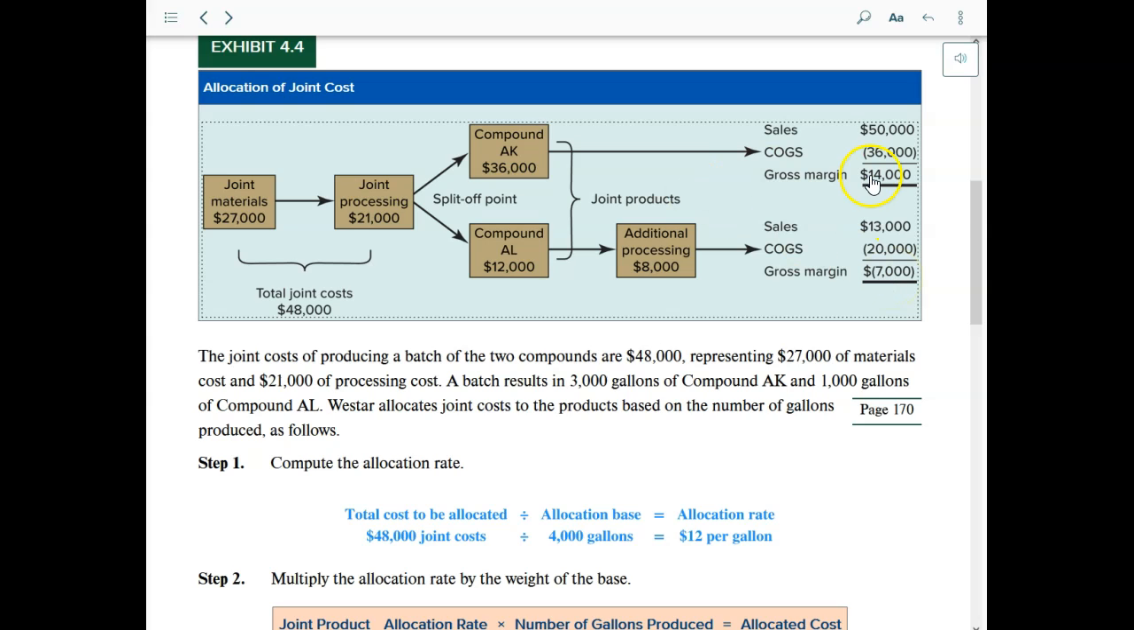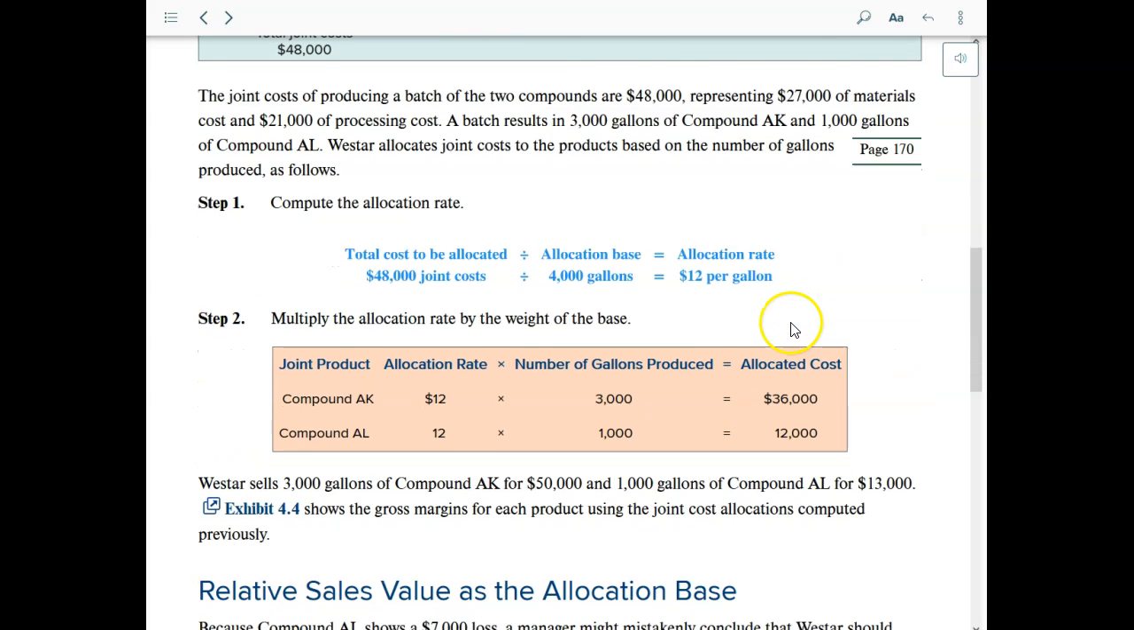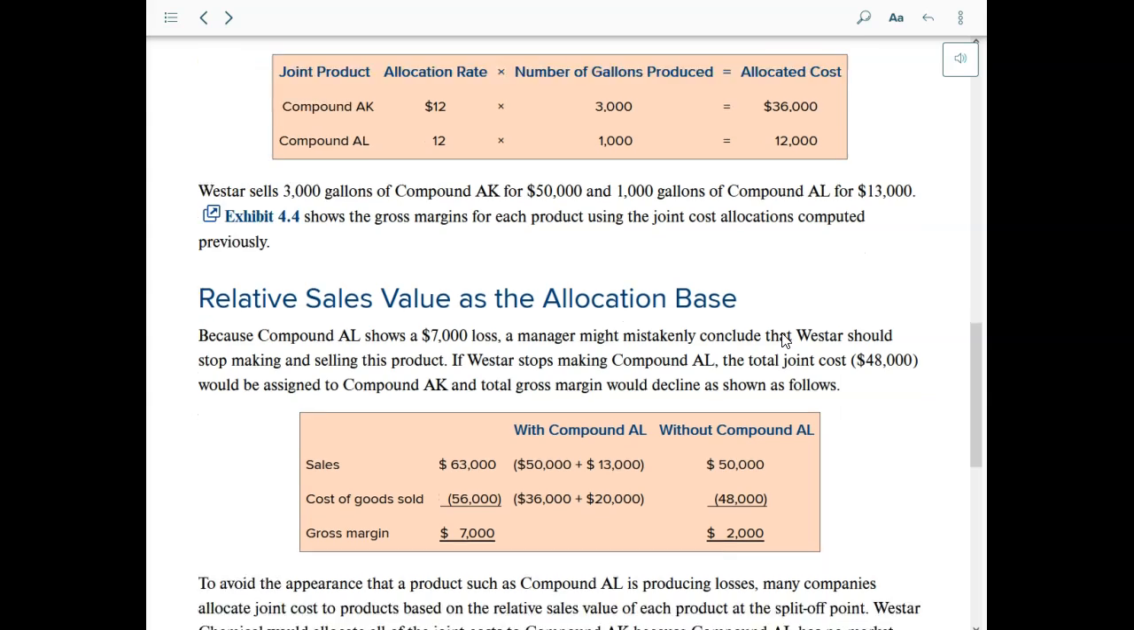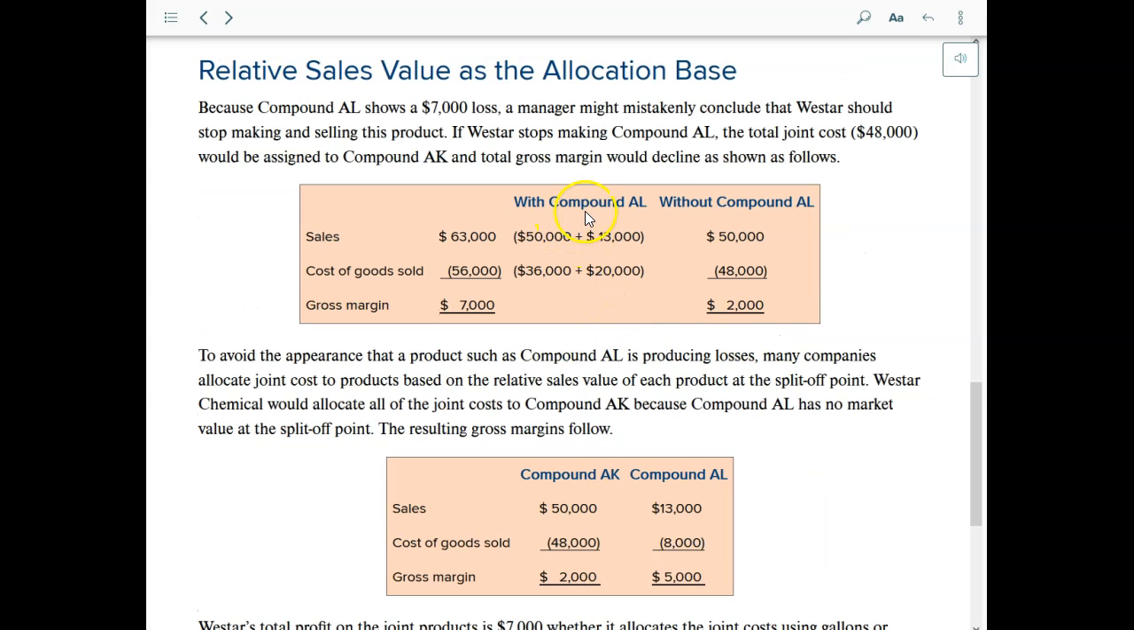Maybe not. Look here. Up here, this says we have a gross margin of 14, minus 7 here. Let's keep this in mind, because you might think if I get rid of all this from this point on, I'll have a profit of $14,000. Let's look at this. If you sell both products, your gross margin is a net $7,000.